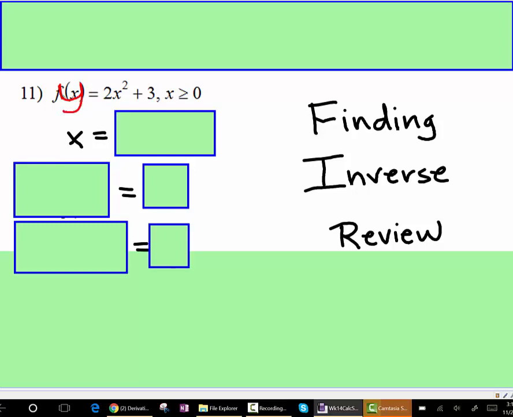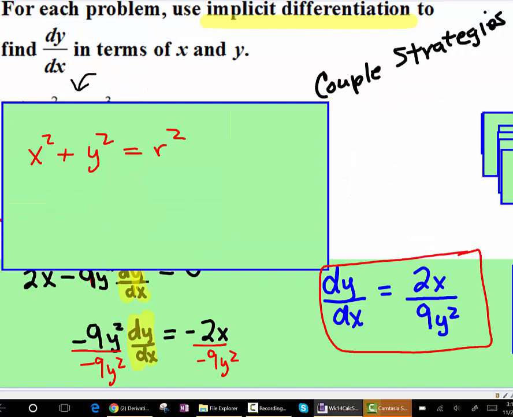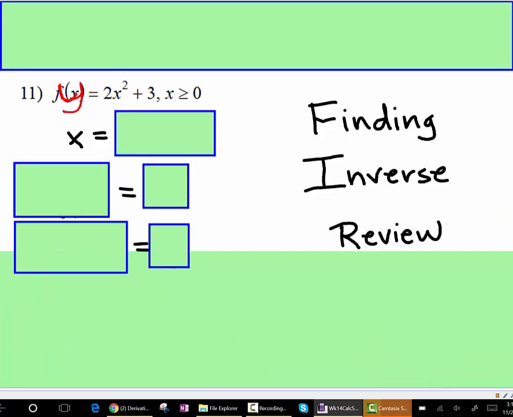We're going to rewrite, so you rewrite y is equal to. Then you swap the x's and the y's. You solve for y, and then you rewrite as f to the raised -1 of x.